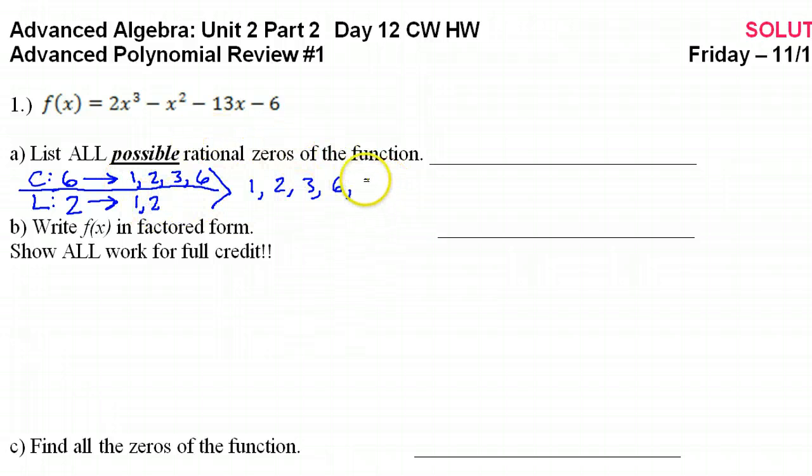So here I go, 1 over 2. There it is. You're welcome. But 2 over 2 is 1, and we've already got that, so I'm not going to write it down. 3 over 2, write that down. But then 6 over 2. 6 over 2 is 3, and we've already got that.